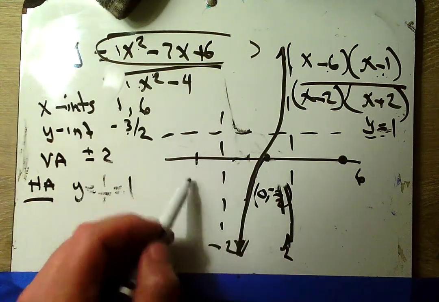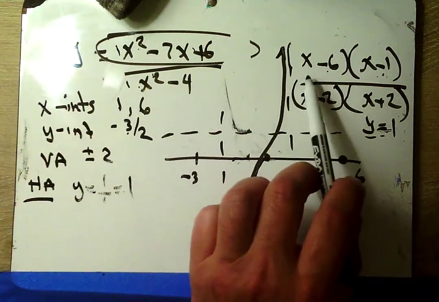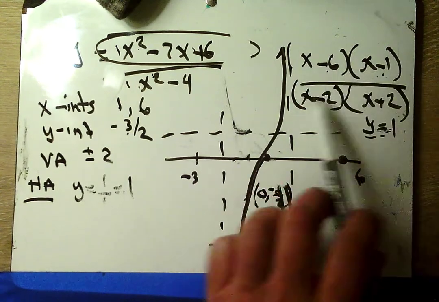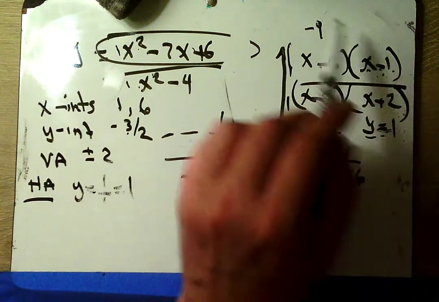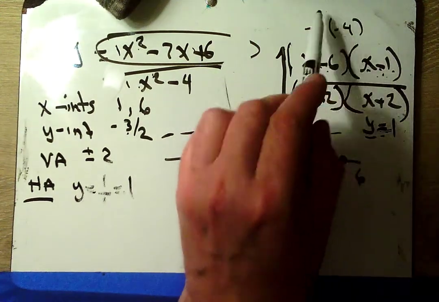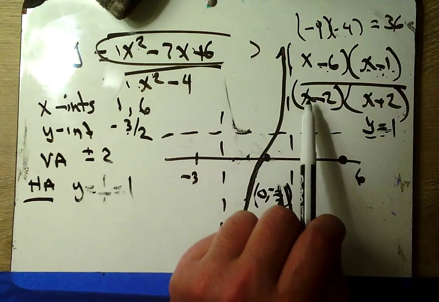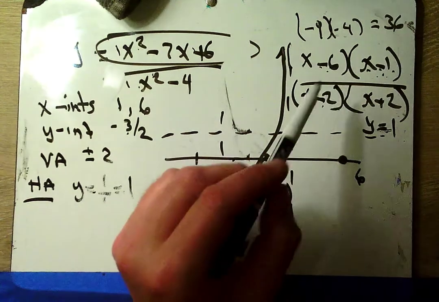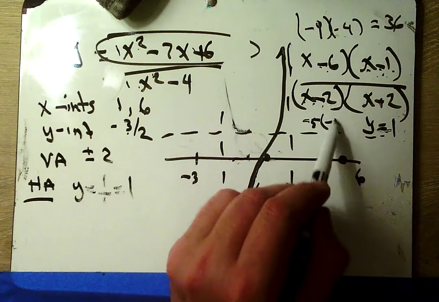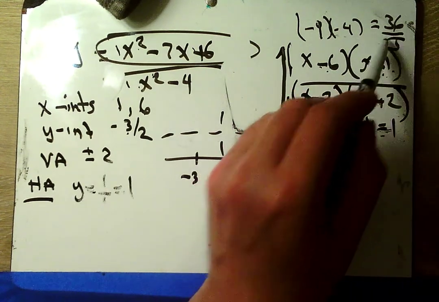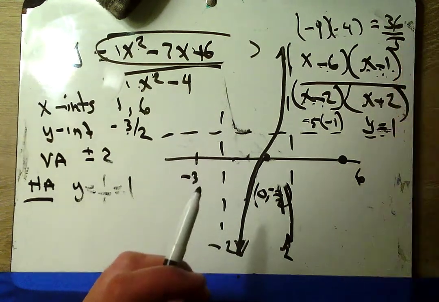Now, over here at -3, I'm going to plug in a test point. You can plug that test point in here. I often find it's easier to take that value and plug it in here. -3 minus 6 is -9. -3 minus 1 is -4. -9 times -4 is 36. And what about on the bottom? -3 minus 2 is -5. And -3 plus 2 is -1. And I end up with +5. Now, 36 over 5 is 7 1/5.